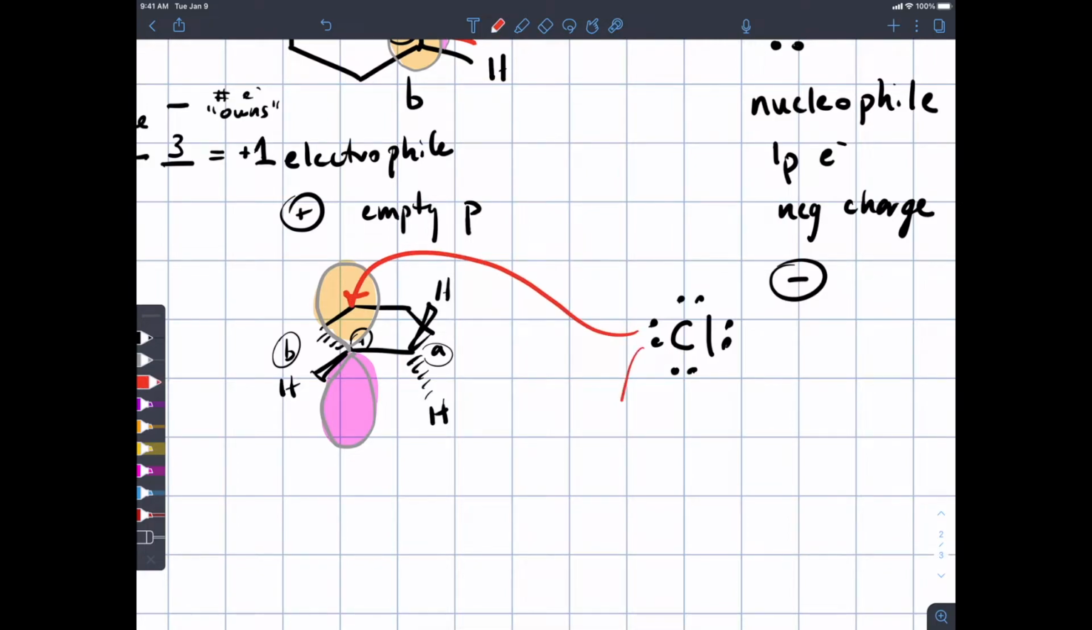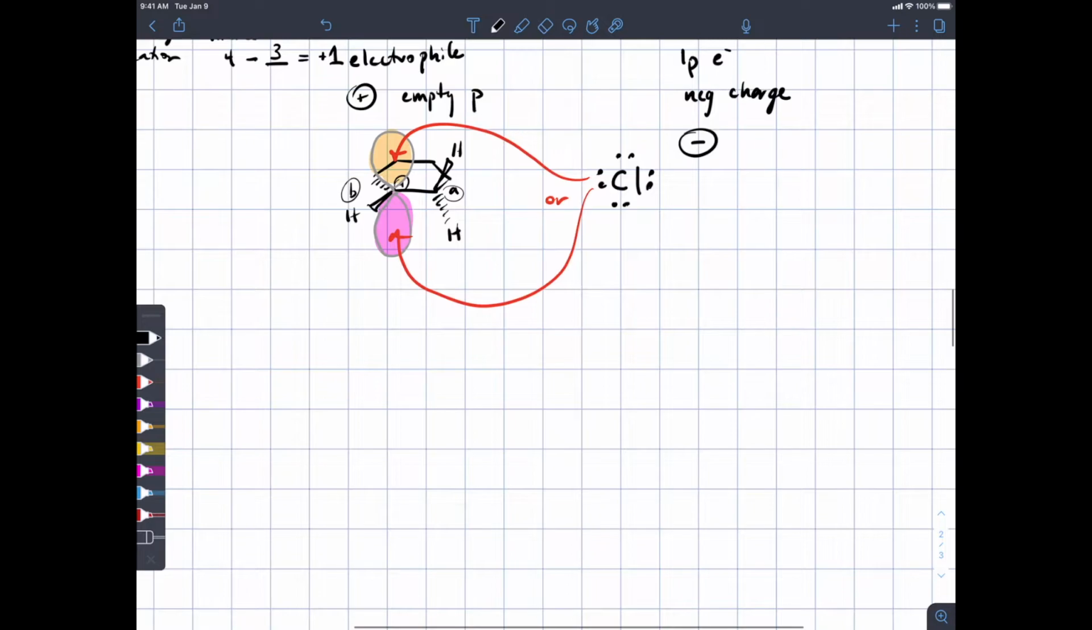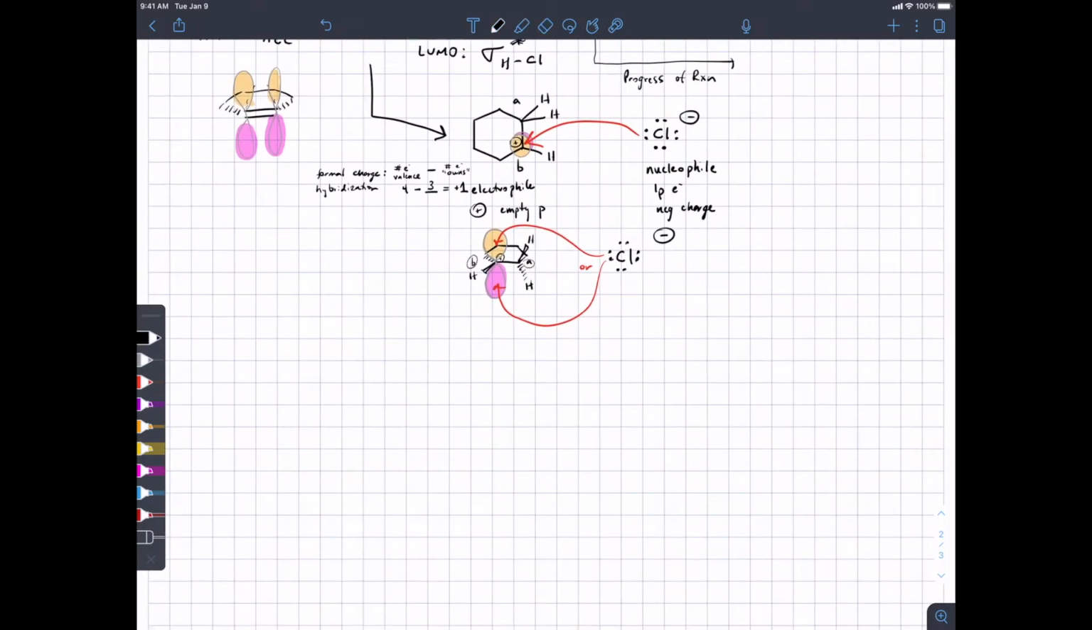Yep. So the lone pairs on the chlorine could attack from above or below. And then, depending on which way you go, maybe we'll take the top view because that'll be easier. You'll either have the chlorine up or the chlorine down. Now we're going to learn how to deal with this situation. Those are actually exactly the same molecule in this case because you can flip one over and it becomes the same thing.